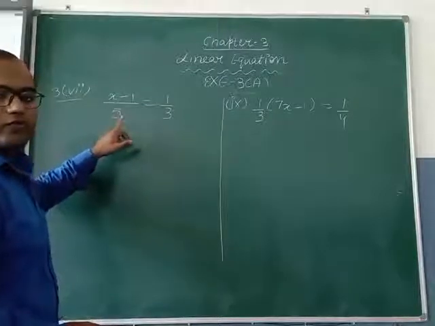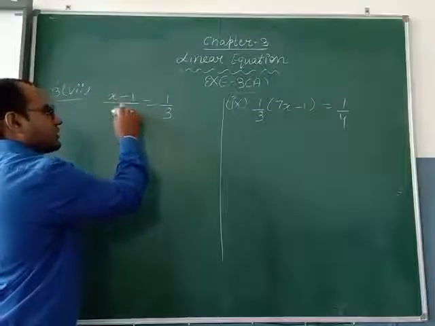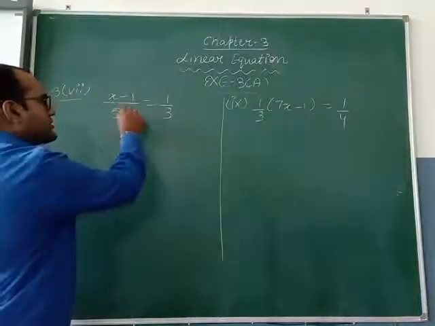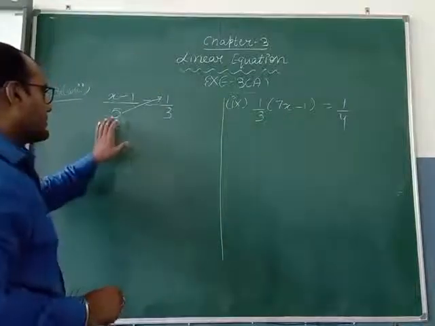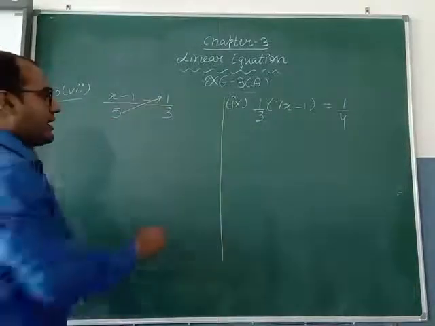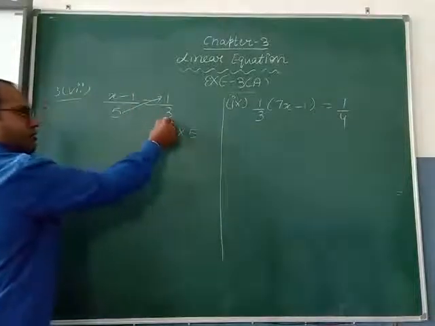So first of all, what we have to do in such questions is cross multiply. This 5 is in divide, in the denominator means divide. So this 5 we will bring to the right hand side and write it as multiply. Divide 5 will come here and we have to write it as 1 multiply 5. Similarly we will do here also.